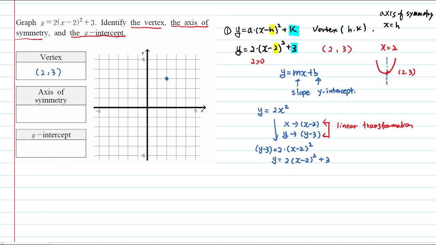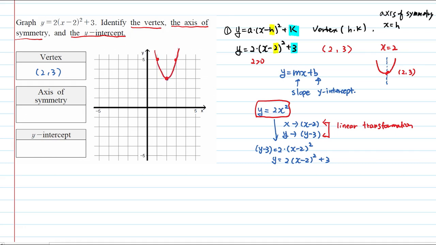without changing the shape. So, if you remember, the graph of y equals 2x squared passes through (1, 2): when x is equal to 1, y is equal to 2. When x is equal to negative 1, y is also 2. So this one moved to the right by 2, and then moved up by 3. So the shape of the graph will not change.